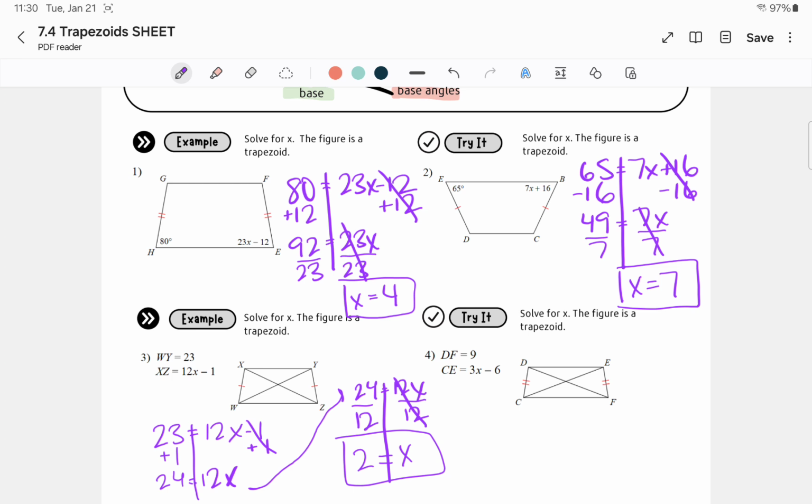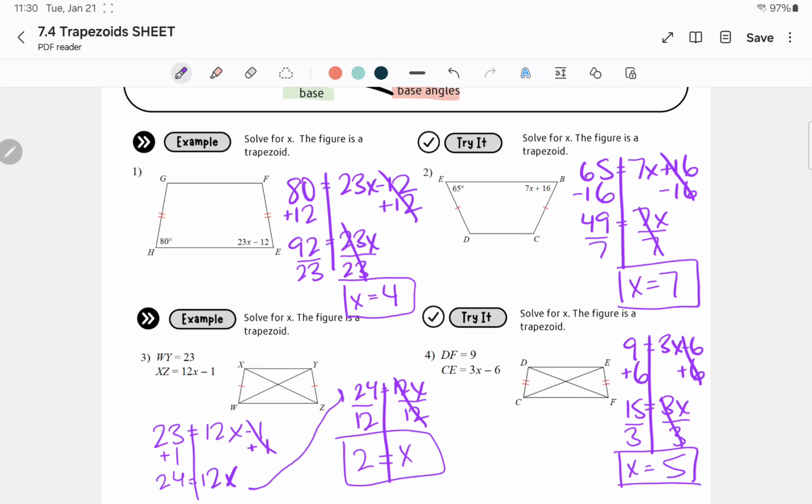All right, so again, isosceles trapezoid, these legs are equal, so that means the diagonals are equal. So DF, which is 9, is going to equal CE, which is 3x minus 6. So we're going to solve for x by adding 6 to get 15 equals 3x, and divide both sides by 3. And x is equal to 5.